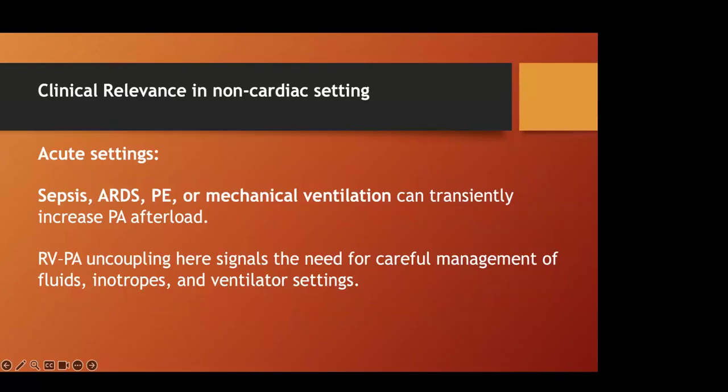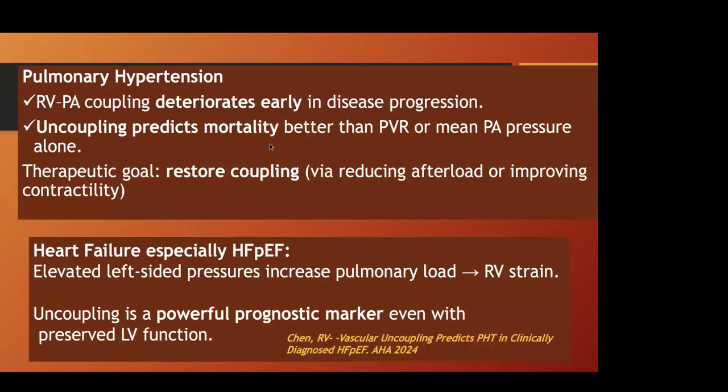So in these children, we may have to adjust fluids, rather avoid fluids, or we may have to diurese, start inotropes to improve your right ventricle, and of course optimize your ventilatory settings to decrease your PA pressures. So it's the same thing with pulmonary hypertension, the coupling can be worse. Uncoupling indicates mortality can be worse. So you have to restore as early as possible the coupling ratio.